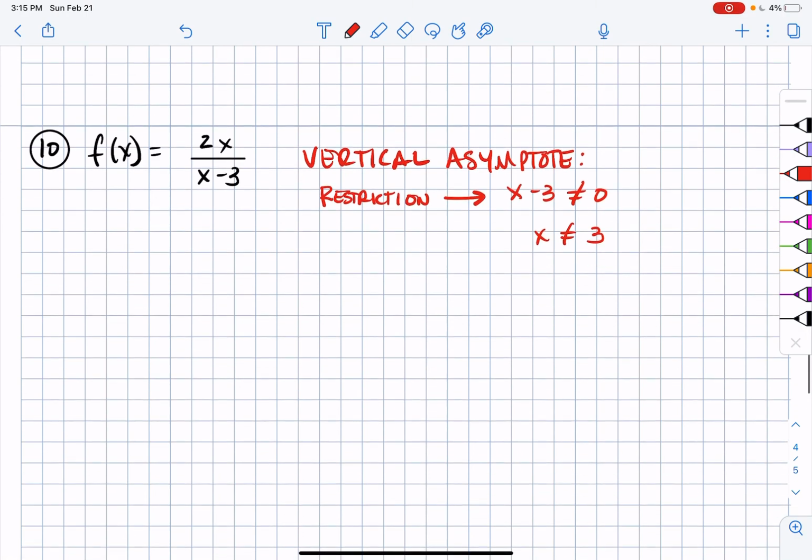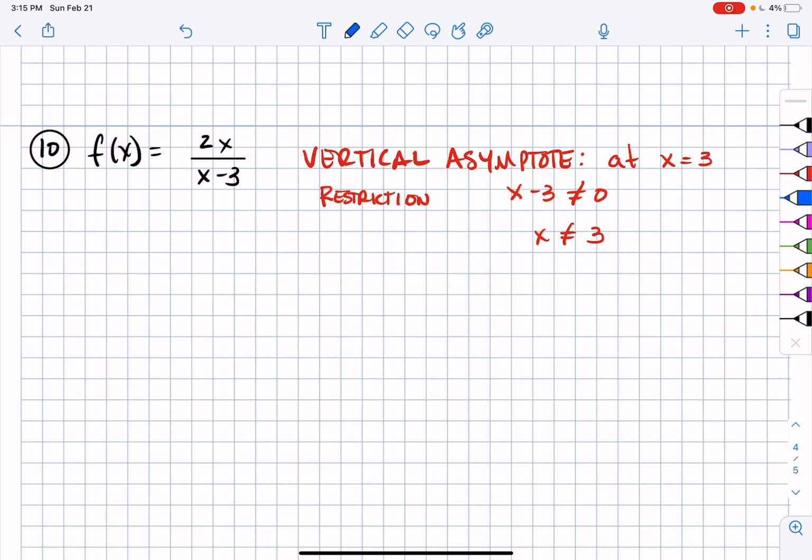Okay, which tells me that x is never going to equal 3, so I'm never going to have an x value that's 3. Where x is 3, I'm not going to have anything. So that means I have a vertical asymptote at x equals 3. So I have a vertical dotted line at x equals 3.